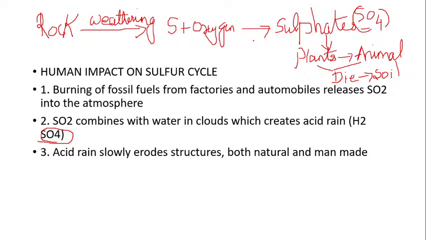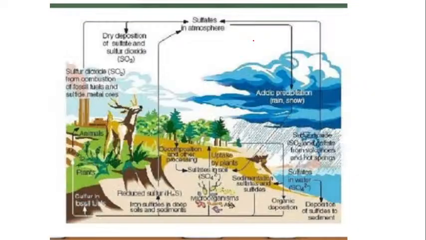Now, the human impact on the sulfur cycle is, first, burning of fossil fuels will increase the amount of sulfur dioxide. Then sulfur dioxide combines with water in clouds and creates acid rain. This acid rain is very dangerous because it erodes monuments such as the Taj Mahal. The best example is the erosion of monuments such as the Taj Mahal by this acid rain. That is the impact of humans on the sulfur cycle. The main impact is this, and this is how the cycle is going on.